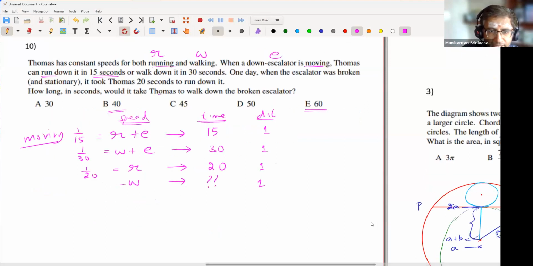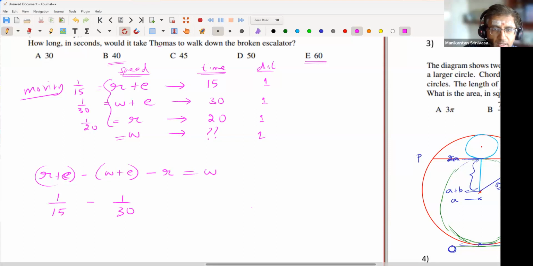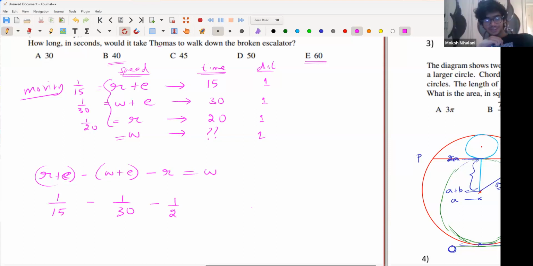So how can I generate W from all of these three? I can just do some simple manipulation. I can do R plus E minus W plus E. That will eliminate the E. Okay, so that'll give me R plus W. And then I can subtract R. That'll give me W, right? So just manipulating what I have. R plus E is 1/15. W plus E is 1/30. So this will give you minus W.